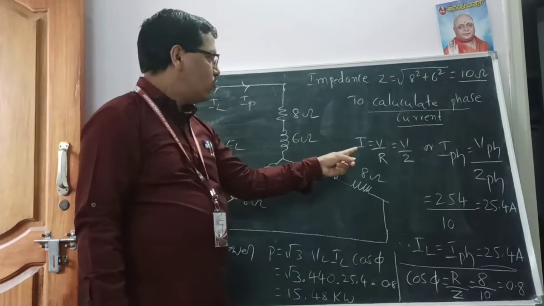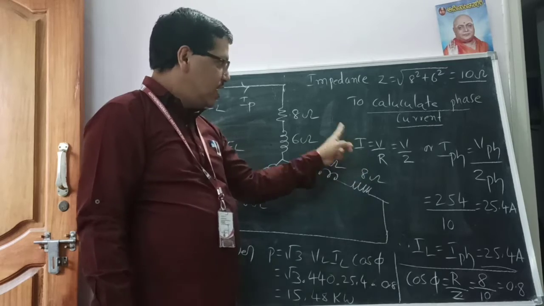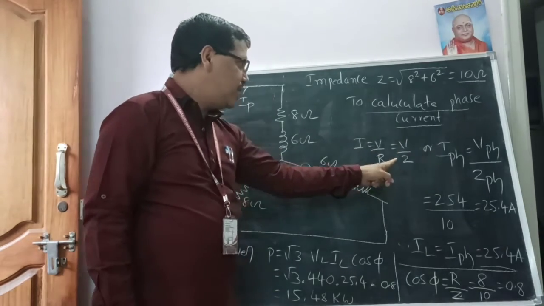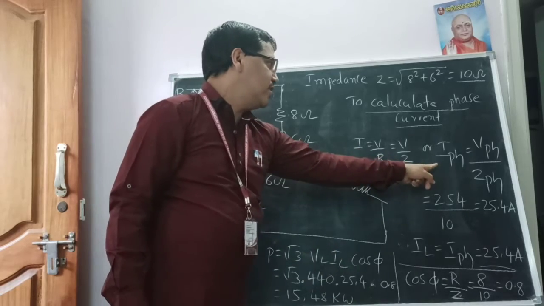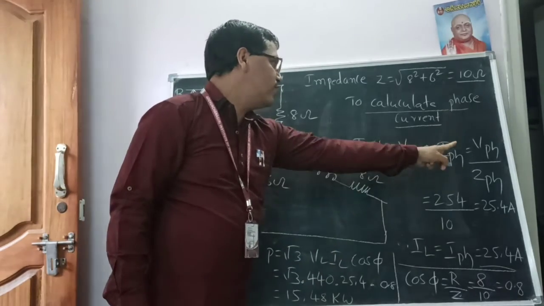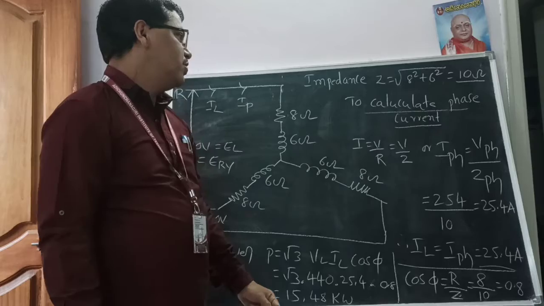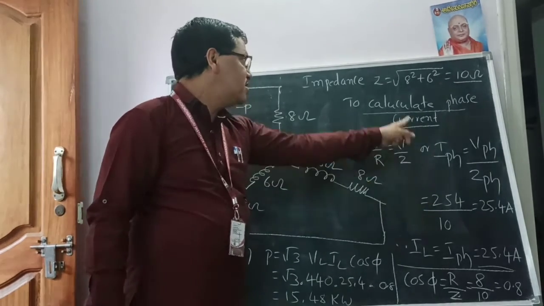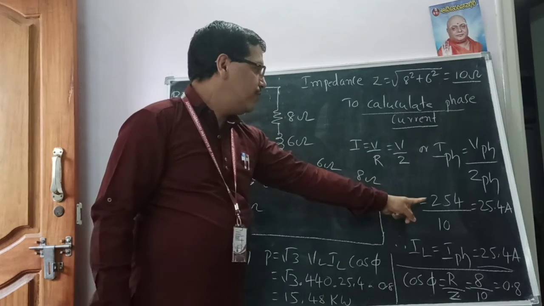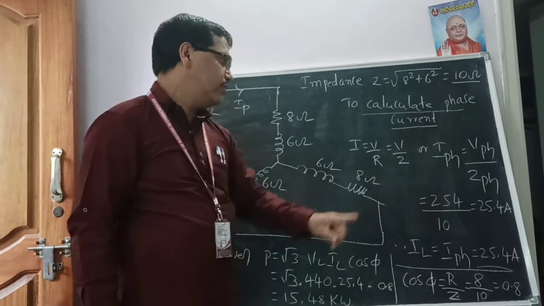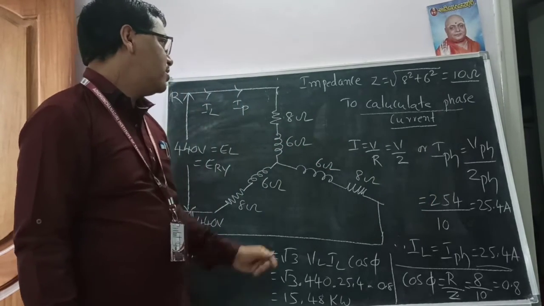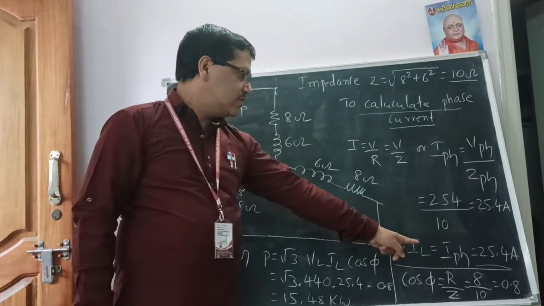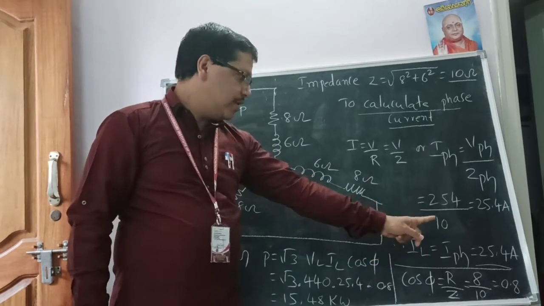As we know, according to Ohm's law, I is equal to V by R. In this circuit, because of the impedance in AC, I is equal to V by Z. We convert this to I phase is equal to V phase divided by Z phase. V phase is 254 volts, which we already calculated. Z phase we calculated as 10 ohms. 254 divided by 10, answer is 25.4 amps. So IL is equal to I phase, both are the same, 25.4 amps.